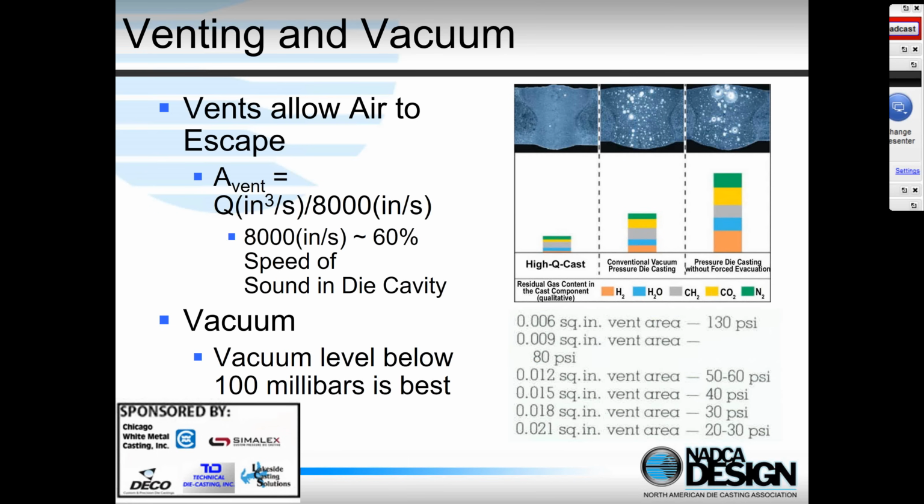There's a number of systems out there you can use, one of which is called HiQCast. Here's some data on the top right, comparing three cases. On the right, we've got just normal die casting. In the middle, we've got normal vacuum die casting. On the left, we've got high vacuum die casting. The top picture shows a cross-section through the metal, showing the level of porosity, and the bottom shows the amount of gas trapped. You can see the gas is coming from different places: hydrogen in aluminum, water, methane, carbon dioxide, and nitrogen trapped in the cavity. And so vacuum allows us to produce much higher quality castings.